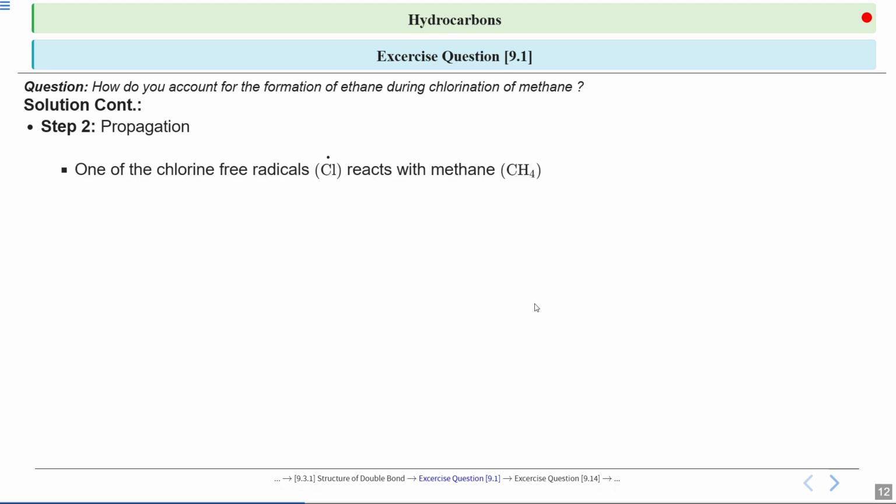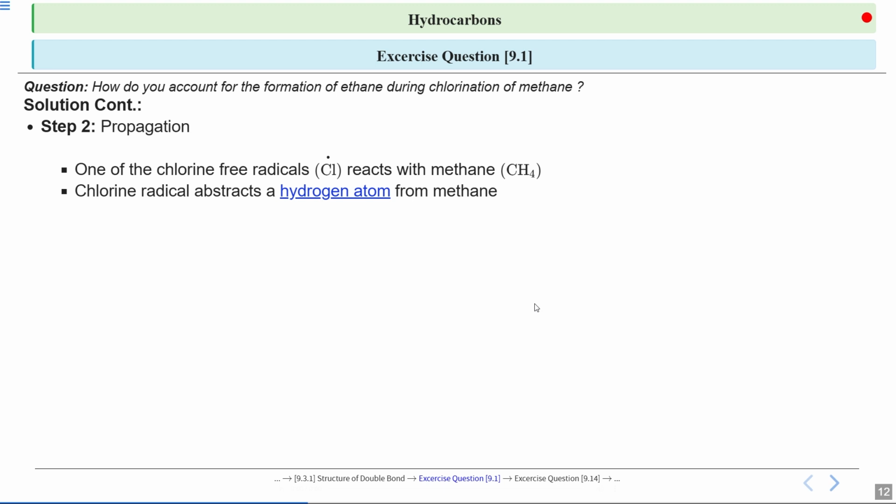In this part of propagation, a chlorine free radical, represented as Cl with a dot, reacts with methane. So this is an important step because it initiates the chain reaction. Remember, free radicals are highly reactive due to their unpaired electrons. Now, the chlorine radical abstracts the hydrogen atom from methane. This means it takes a hydrogen atom away, which is a key step in breaking the methane molecule.